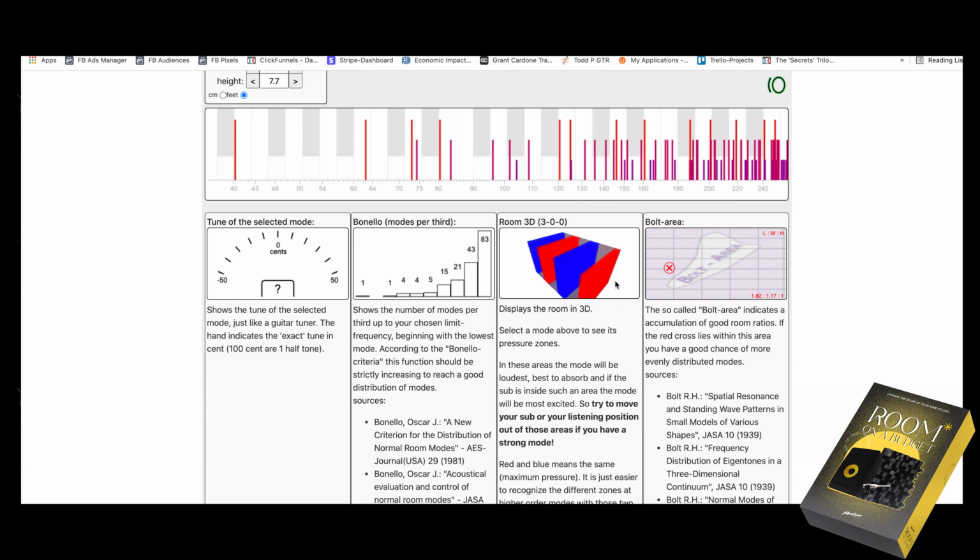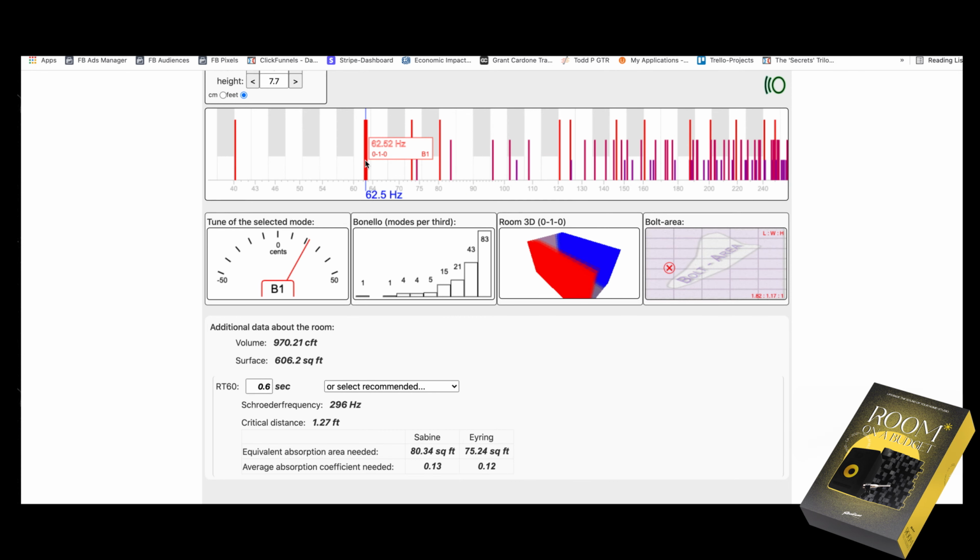So you can see the 3D design here as well, which is really awesome. I love this. So this is telling you the mode and its pressure zones. This is the first thing I look at when I start thinking about trapping, right? So as I hover over these, let's start at 62, you can see that that's wall to wall. So that's where you're going to be putting your bass traps, on the walls, right? To trap up that 62 hertz.